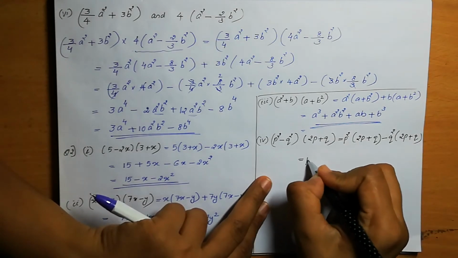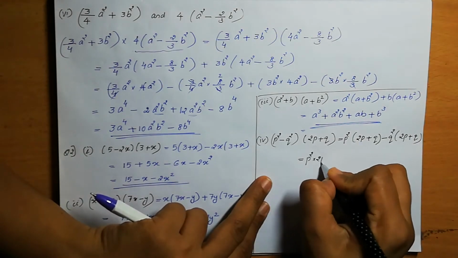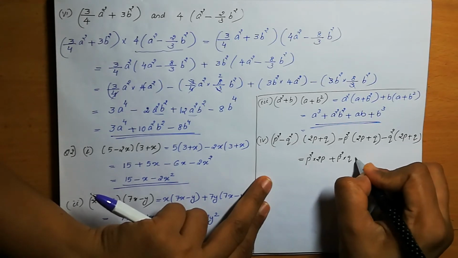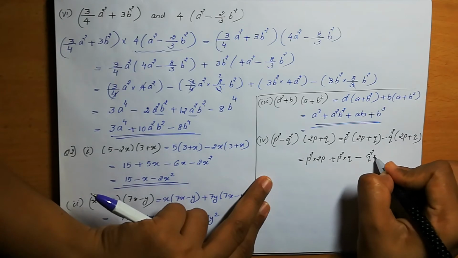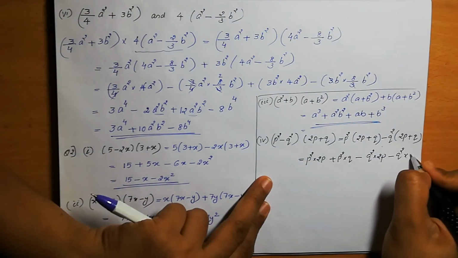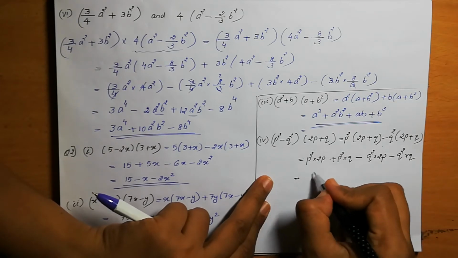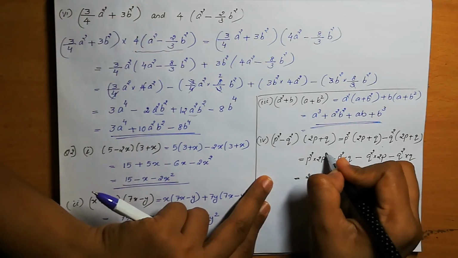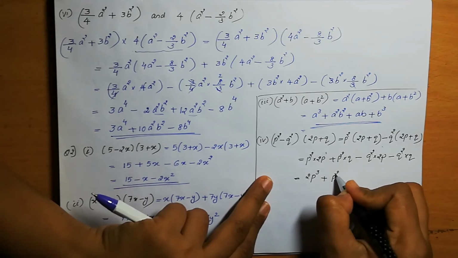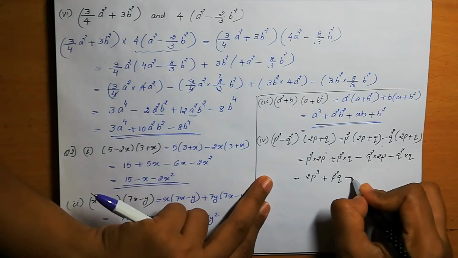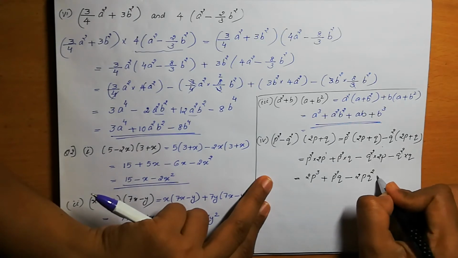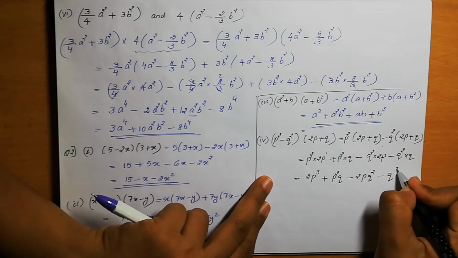P square into 2p plus p square into q minus q square into 2p minus q square into q. Directly we can write the answer. No need to write like this. So 2p, p means p power 1. That means 2p cube plus p square q minus 2p q square minus q cube, right?